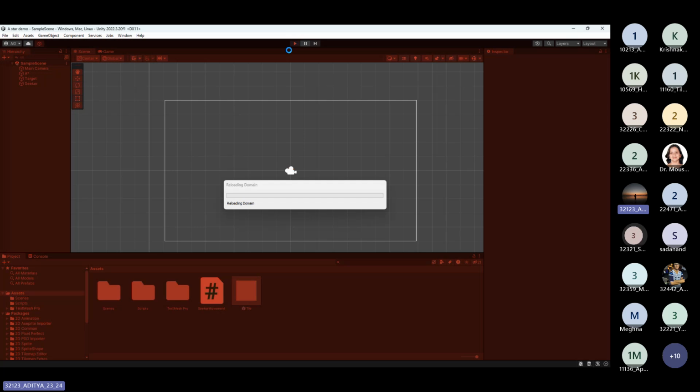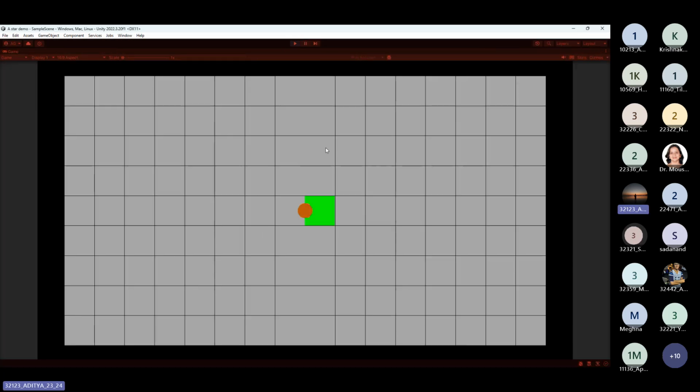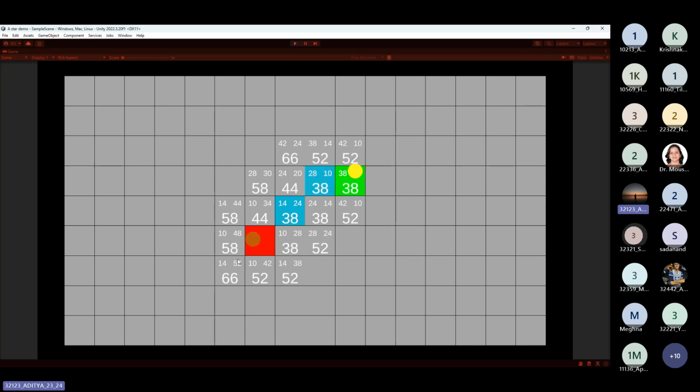So if I run this, you'll see, yeah. The orange circle is the starting position, the starting node, you can say, and the yellow circle is the final position. And the blue colored squares are the path taken from the start node to the end node. Now let's look at how A-star calculates this path.